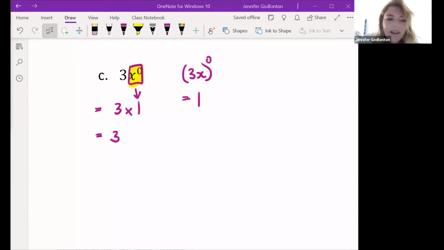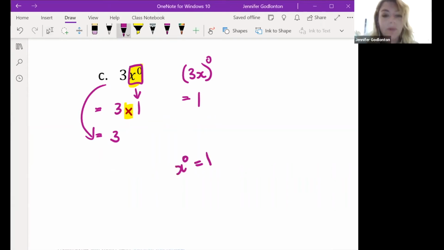For the questions that are coming up on the board, you do not need to show this multiplication sign at all. You can just jump straight to your answer of 3. I'm just showing you what that step would look like as to why it's 3 and why it's not 1. The reason we remove the x is because x to the power of 0 is 1. Anything to the power of 0 is equal to 1. The x isn't there when we have something to the power of 0 because it just becomes 1.